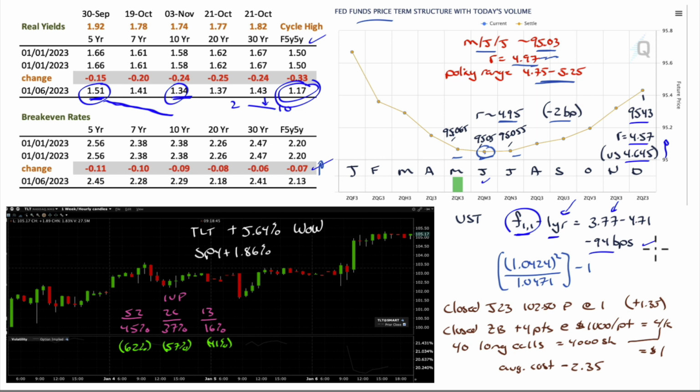that one apart. How you get the 1 year forward is you take the 2 year rate and you square it and you divide it by the 1 year rate. It's 1.0424, you have to add 1 to it before you do it, and then you subtract out the 1, and you'll get 3.77%.